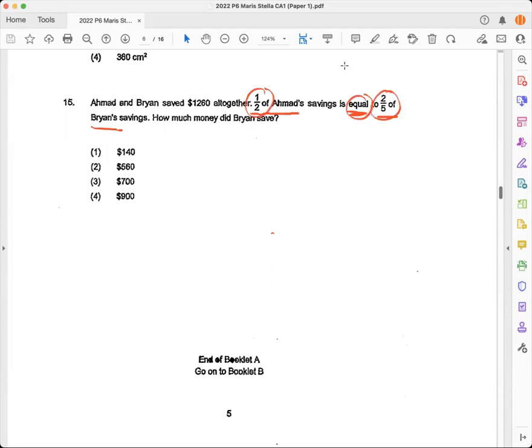So how you go about doing this is like this. Half of Ahmad's money is equal to 2/5 of Brian's. In an equivalent proportion question, you always make the numerators the same. This is something you learned in Primary 5.